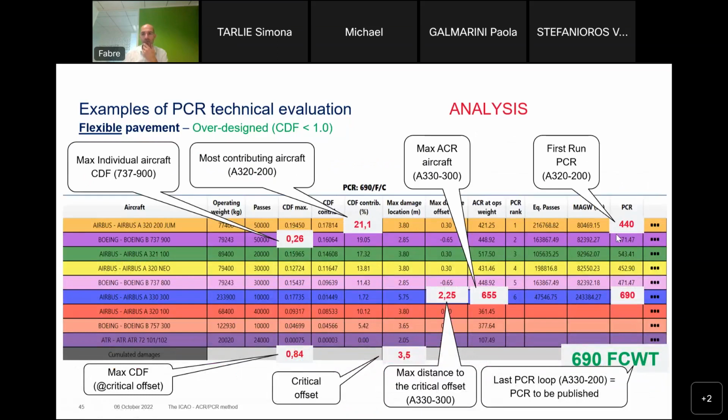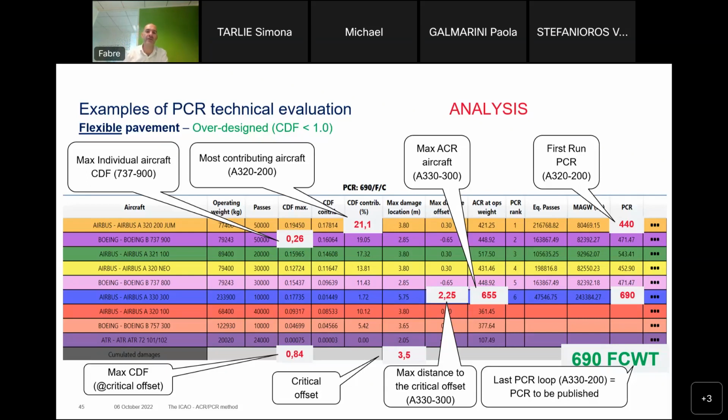So just to detail all parameters, just to try to understand which parameters have a significant effect on the pavement PCR. The first thing to observe in this table, so this is issued from my software, is that you have all the steps of the iteration which has been calculated to arrive at a PCR of 690 flexible C.